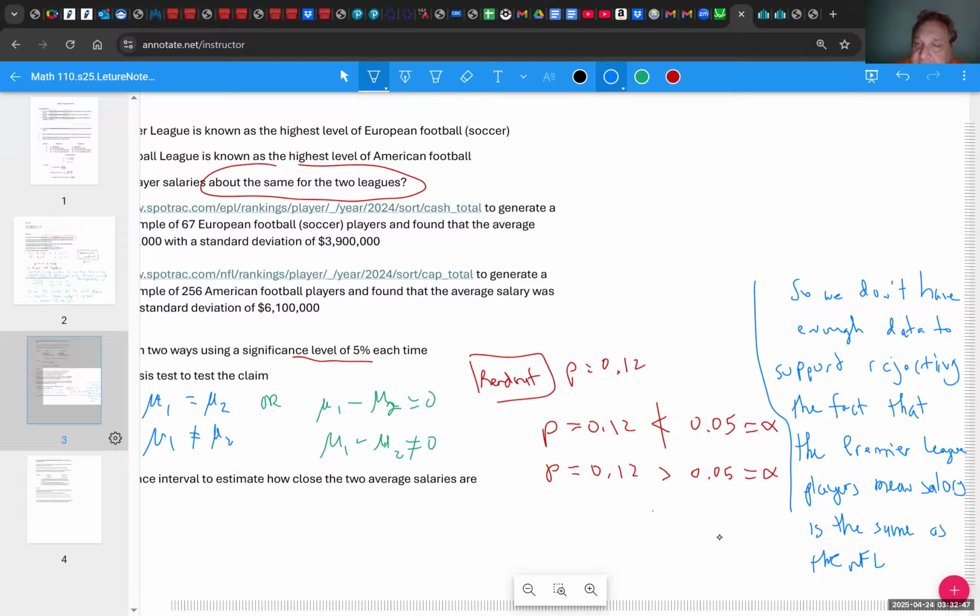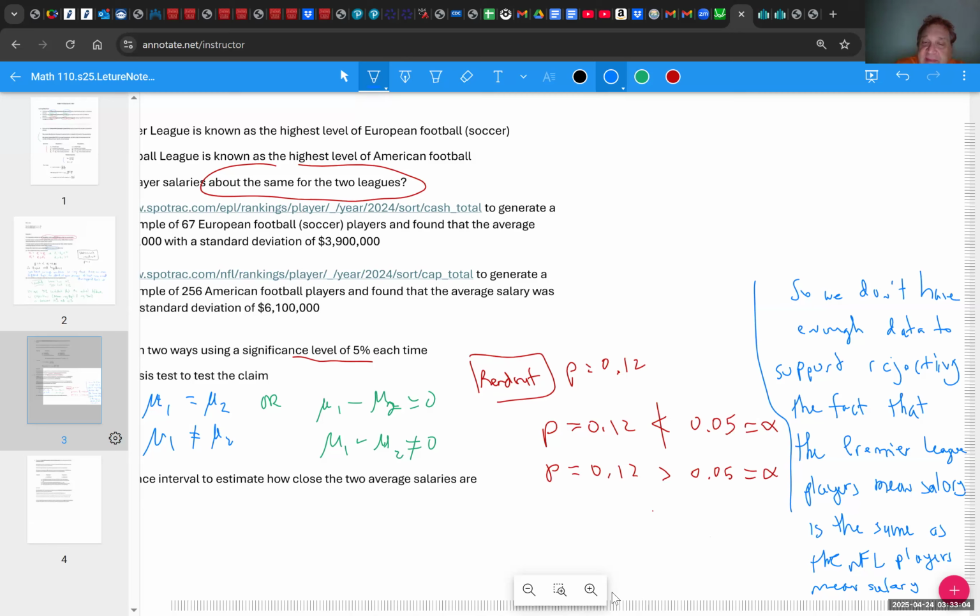The NFL players' mean salary. All right, I squeezed it in over there. Sorry about all the messy board work here. Okay, so that's our hypothesis test and our conclusion.